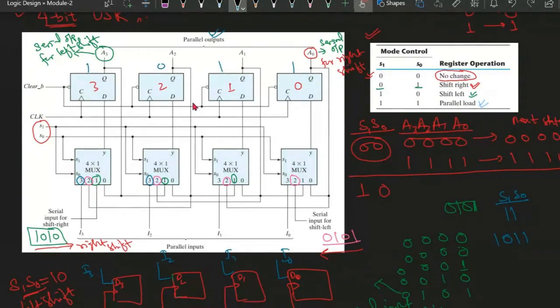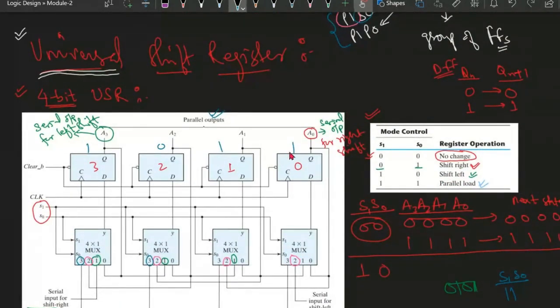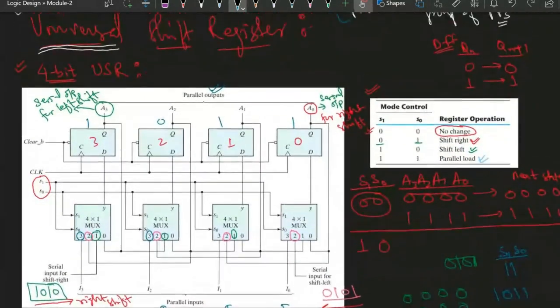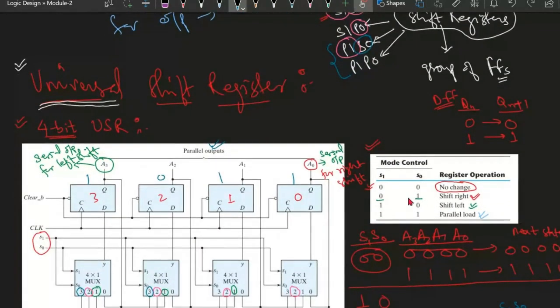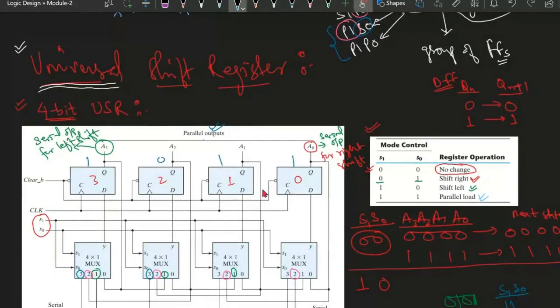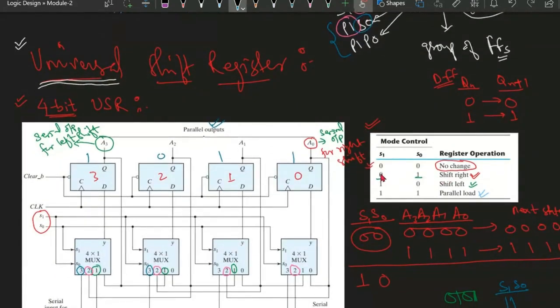But we want this output in serial. So if we want the output in serial, we can take it either on the left side or right side. So we can select either 0, 1 or 1, 0 select lines. Suppose we have taken the select lines as 0 and 1. Then we will get the output from here because it is right shift. So output we will get from A0. In the first clock itself, we will get the 1 here. In the next clock, it will shift here.